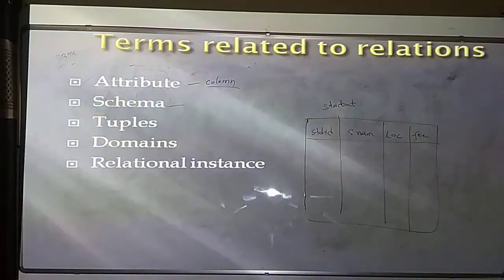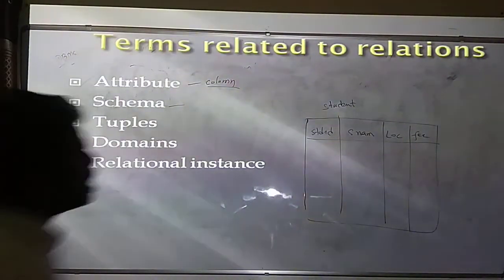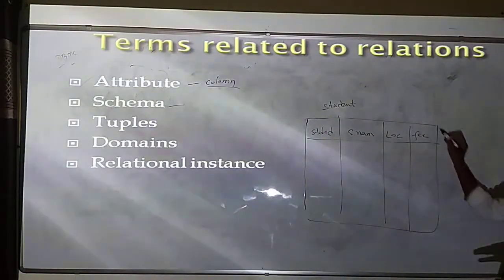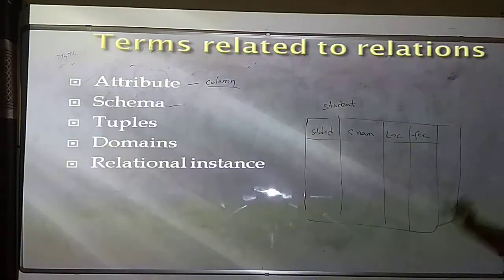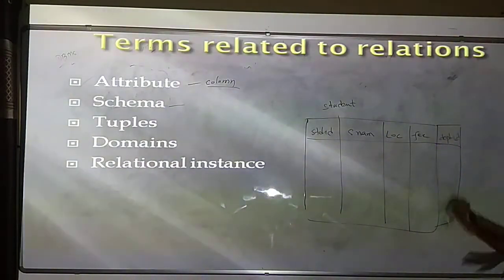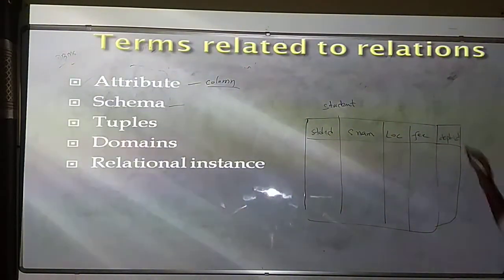Schema is nothing but the design or the structure in which you are preparing your table. So if you have 4 columns over here, this is the structure of your table. If you add one more column, such as the department in which a student is studying, like computer science, electrical, or another department, you can go for a department ID. If you add this, then you are changing the schema, that is, the structure of your table.